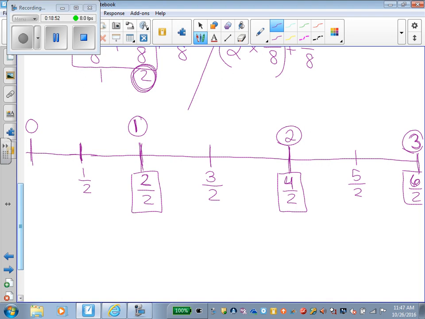They're all equivalent to a half. Okay, yeah, they sure are. Jake? They all have the same bottom number. Yeah. Well, that's because our number line was divided into halves. Carter? Y'all are missing what I'm looking for. Think about it. Carter?